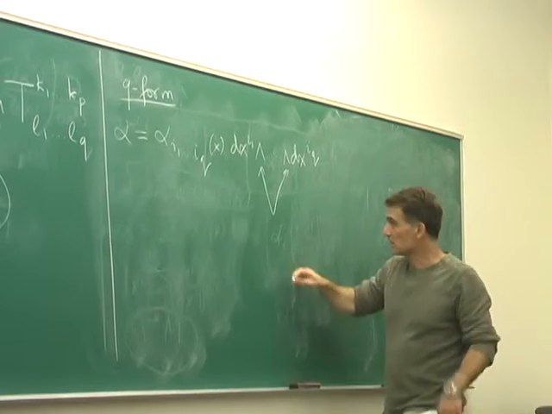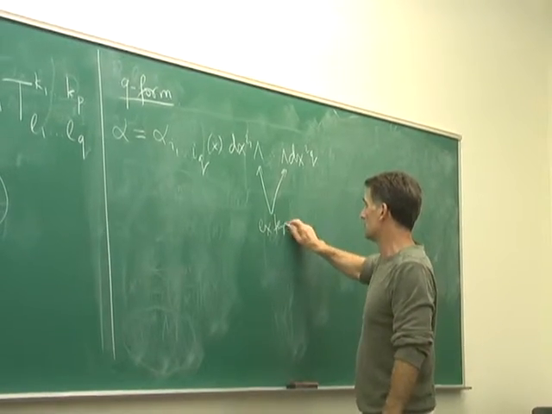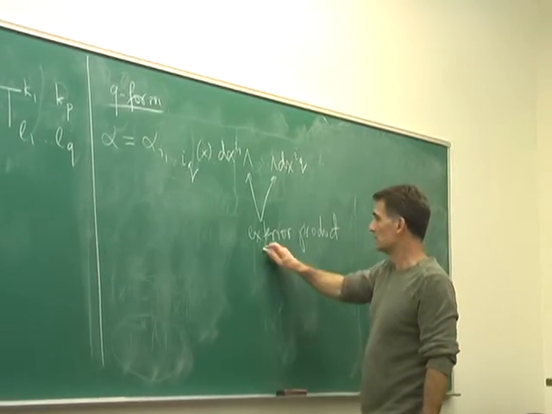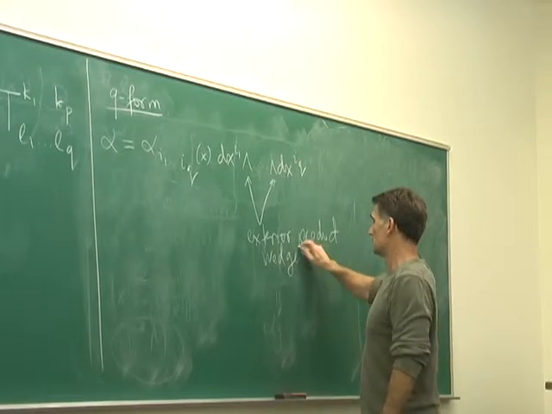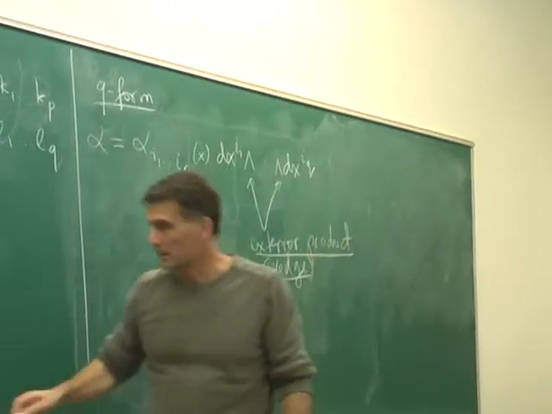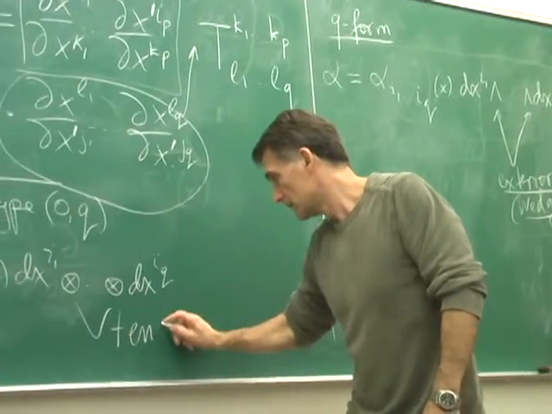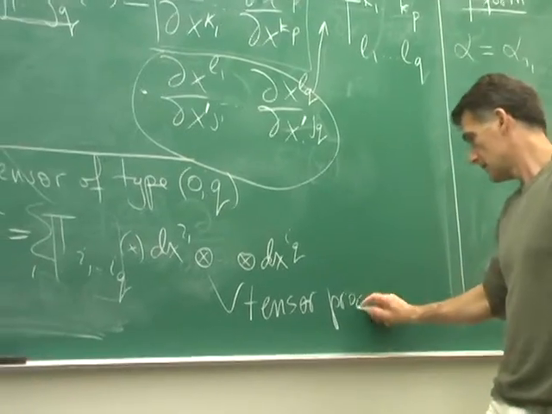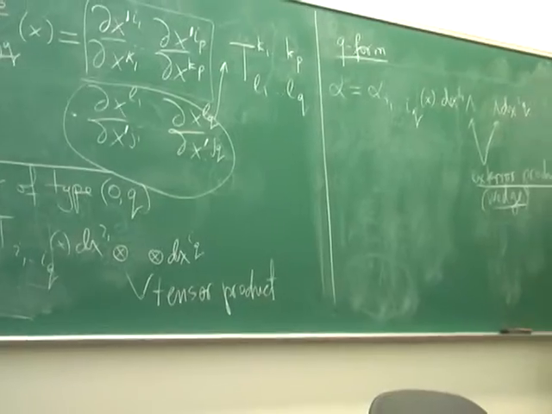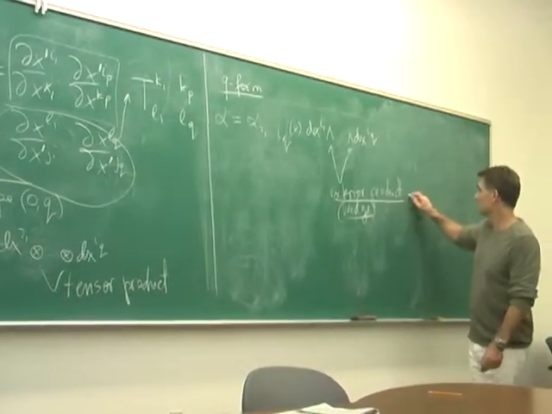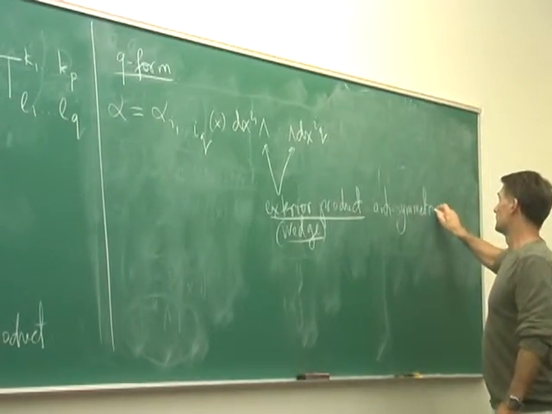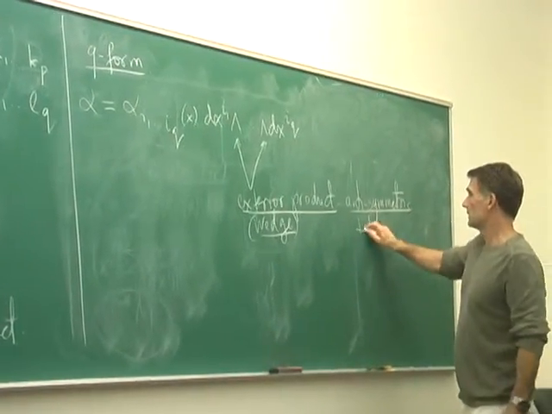What is this? Well, that's called exterior product, or wedge product. This is a tensor product. So what is it? Well, basically it's an antisymmetric tensor product.